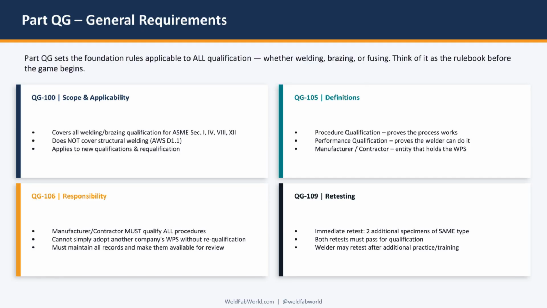QG-109, Retesting. If a test fails, you can retest immediately with two additional specimens of the same type, and both must pass. If a welder fails their performance test, they may retest only after additional practice or training. Document that practice. Auditors will ask.